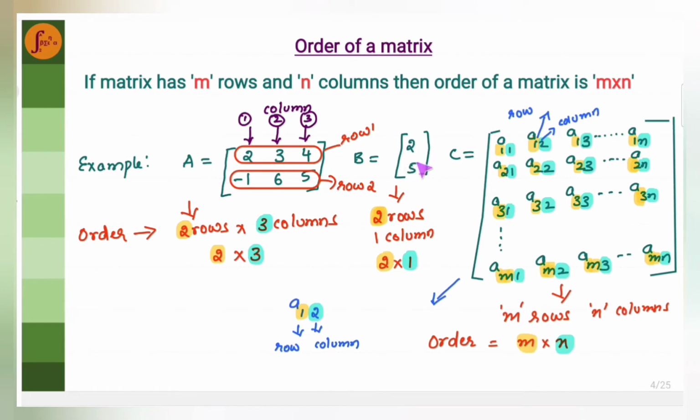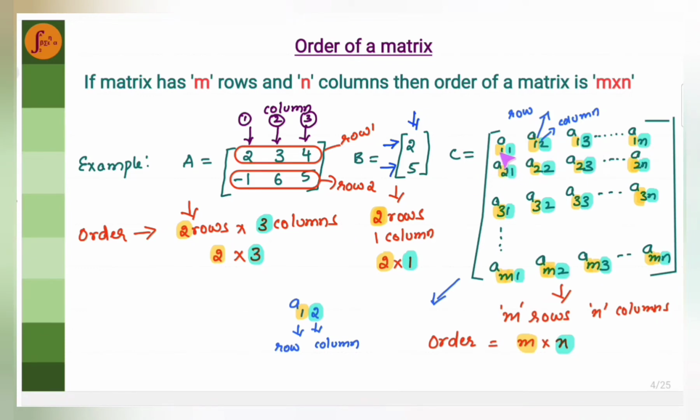Similarly, if you take this matrix, matrix B, this is 1 row and this is 1 row. And how many columns do we have? We have only 1 column. So 2 rows and 1 column. So the order of the matrix is going to be 2 by 1. If a matrix has m rows and n columns, then the order of a matrix is m by n or m into n. Now let's take this matrix C.